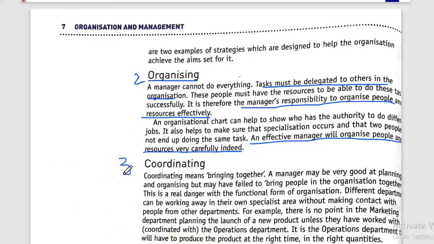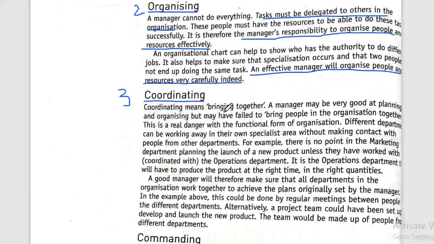Number 3, or the third function, is coordinating. Coordinating means bringing together. So what is meant by bringing together? A manager may be very good at planning and organizing, but have failed to bring people in the organization together, and this is a real danger to the organization.